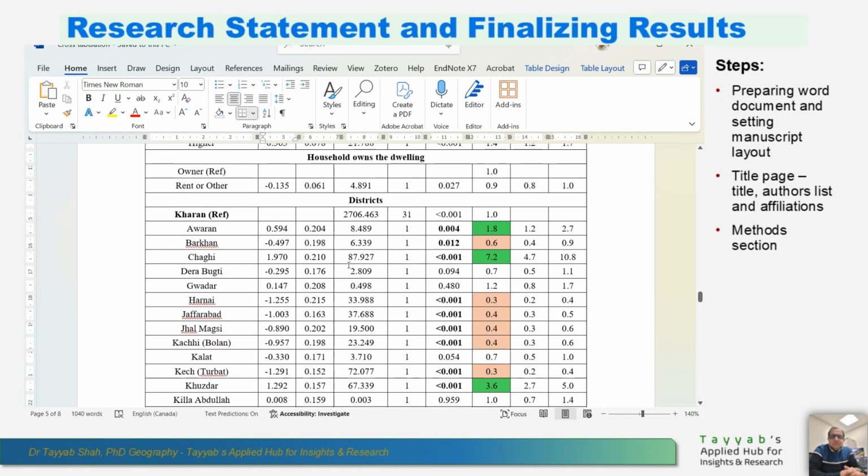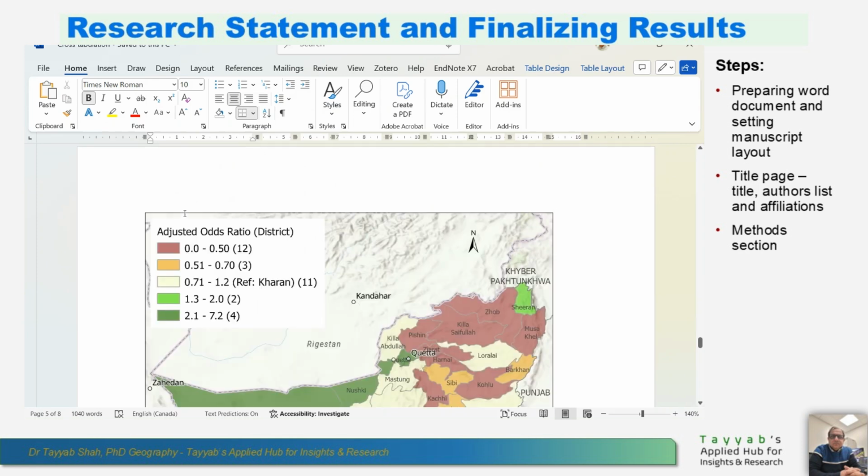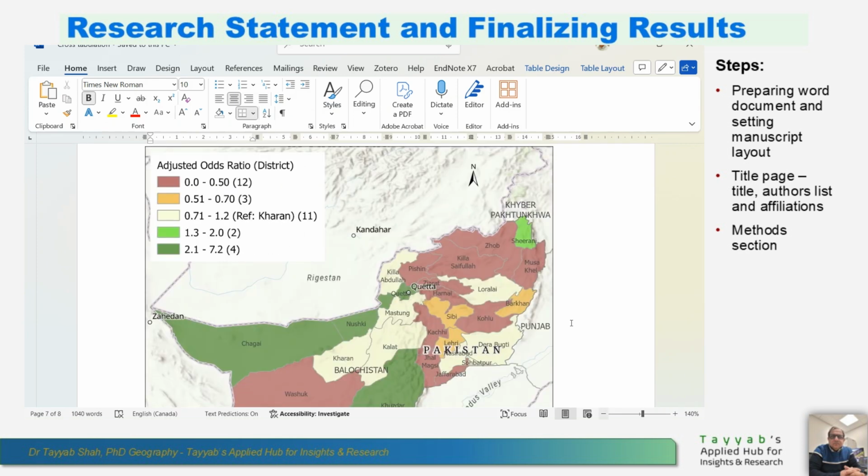And then the district level information I tried to highlight. For the first district, we have Haran as a reference, which is considered the one, and then I highlighted those values which are significant, and the bold ones are significant. After that you can see the districts having better odds of having improved WASH services or facilities as compared to the Haran district, which is a middle value, really close to the provincial value.